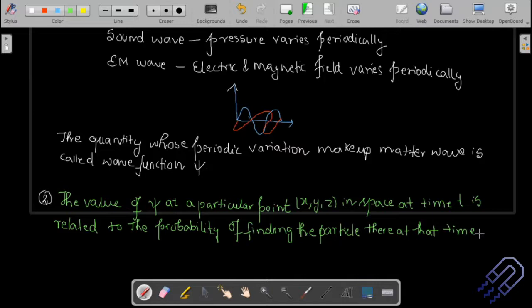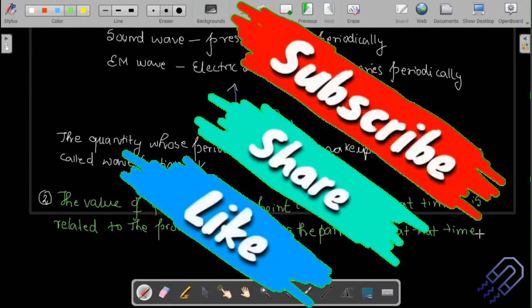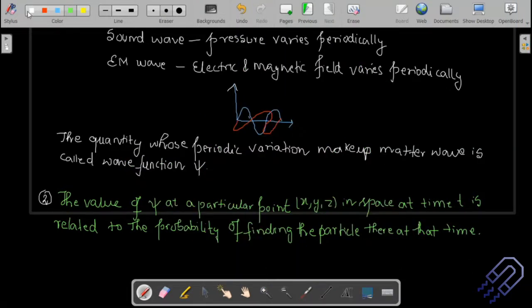So if I know the value of the wave function at a particular point x, y, z, I can easily predict whether the particle will be there or will not be there. Why wave function? Because we are talking about matter waves here. You have a particle, it will have some wave associated with it. If we can define that wave in the form of an equation, we can predict the position of the particle at different points. Okay, so this is an important thing that we should know.